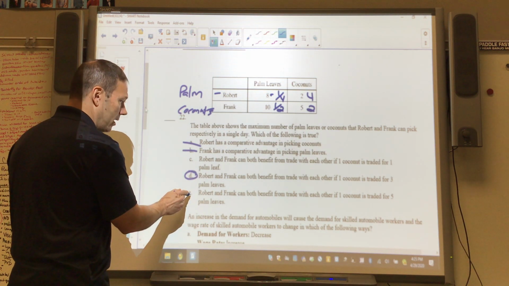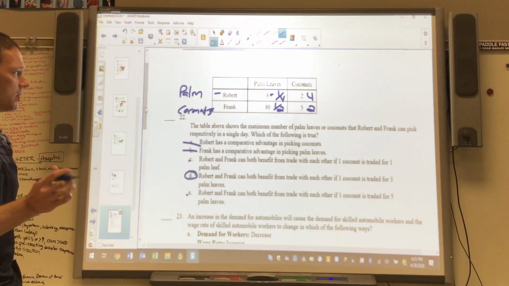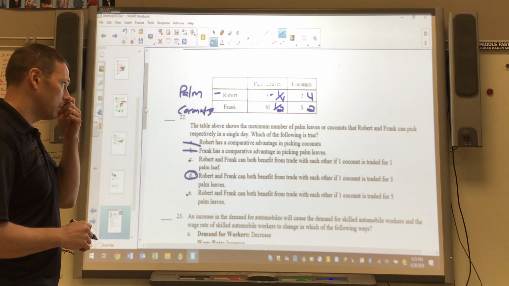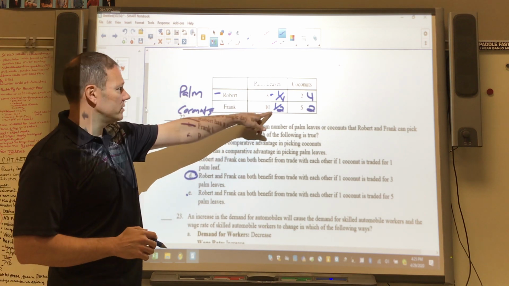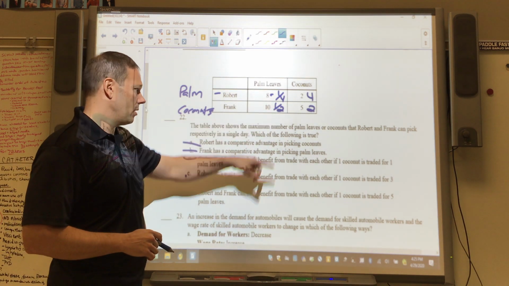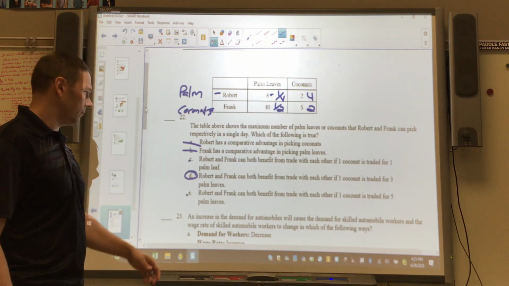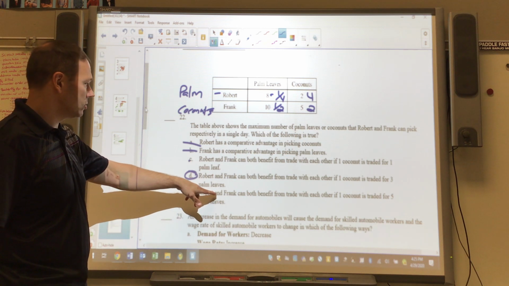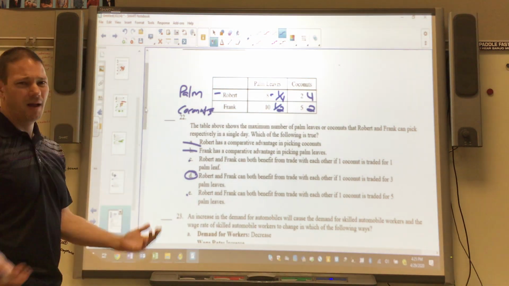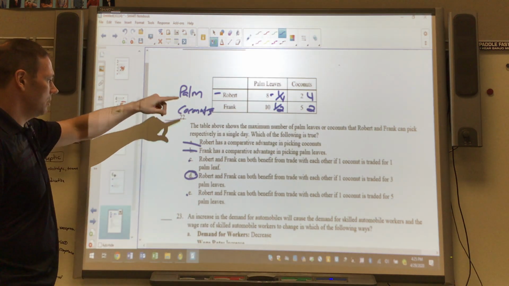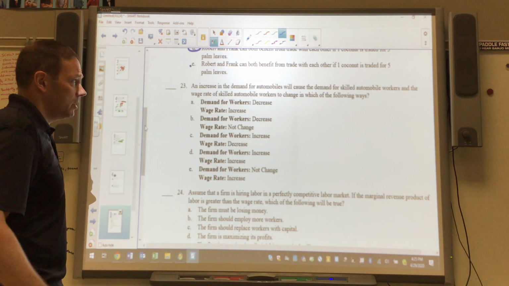Again, Robert would not want to do this, Frank would not want to do that. If you just look at the numbers and what they have to give up, that wouldn't make any sense. Again, letter C, just looking at it from Frank's perspective, normally he gives up half of a palm leaf to get a coconut. Well, now if he has to give up 1 coconut to get a palm leaf, he's like, bump that, I'd rather just give up a half. Okay, and then Robert certainly wouldn't want to give up 5 palm leaves when he can only give up 4 to make the coconut. Again, I know that's a fun one, but you just got to look at the numbers and figure out who benefits where.